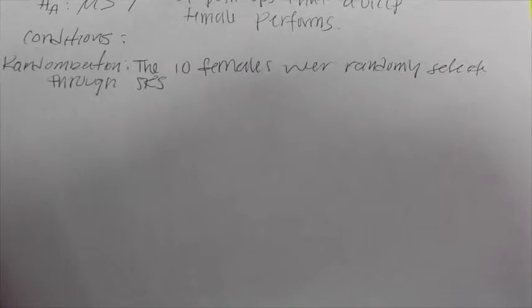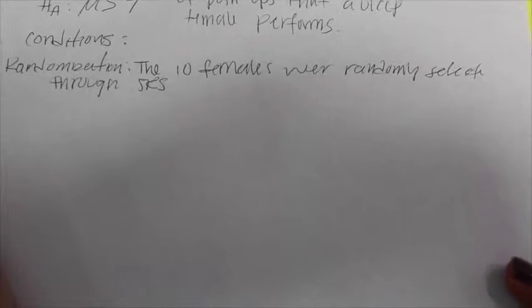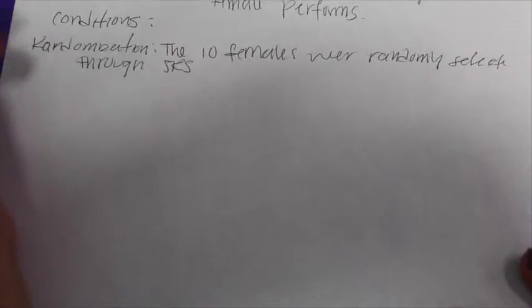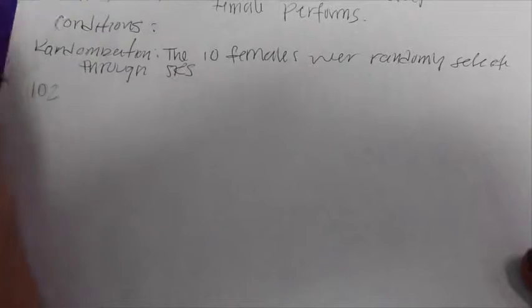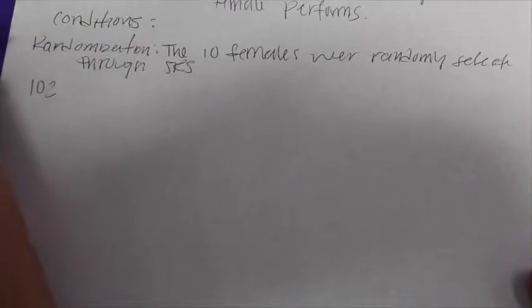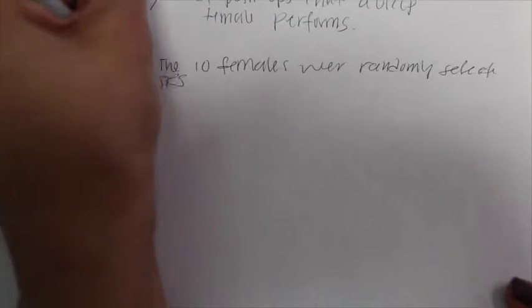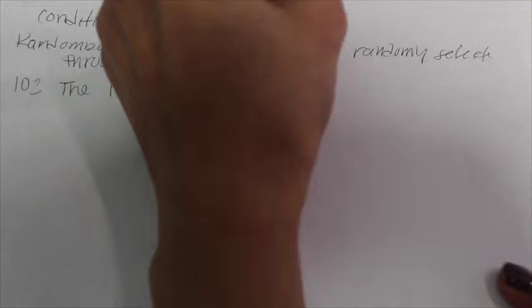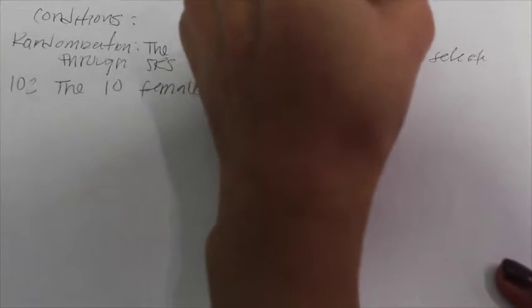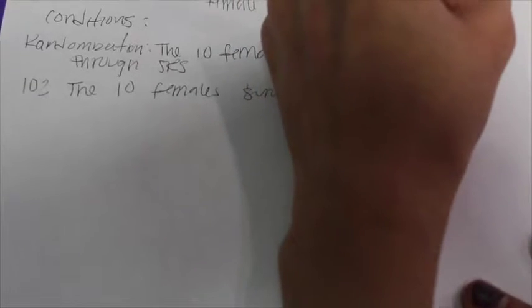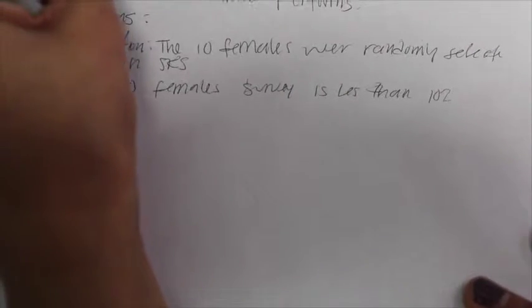Randomization is important because we want the sample to represent the actual population. We use the 10% condition to ensure that what we take is an actual sample. So we have to state that the 10 females surveyed is less than 10% of the total population.